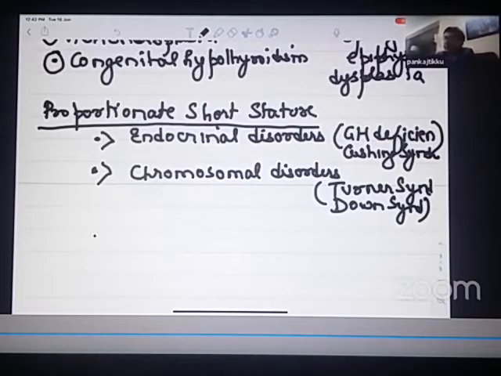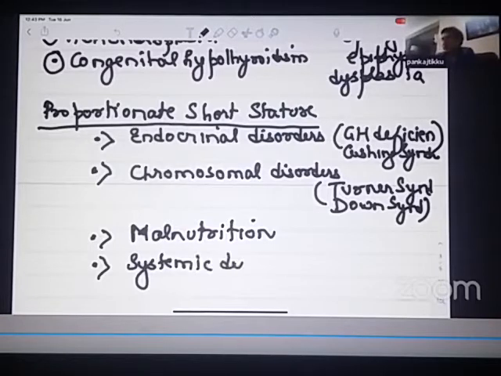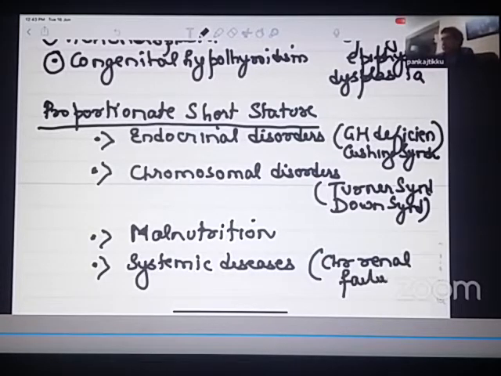Third example of proportionate short stature, malnutrition. Fourth example, systemic diseases. One of the examples, chronic renal failure. All of them will present with proportionate short stature.